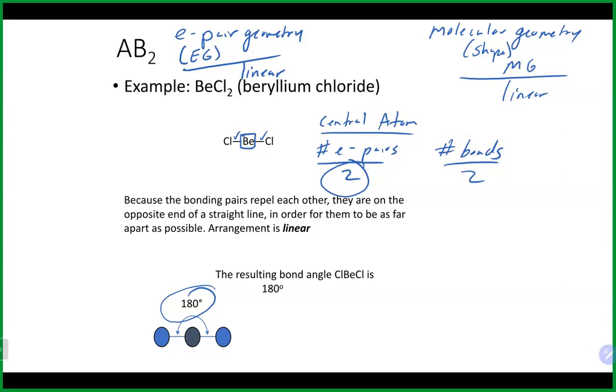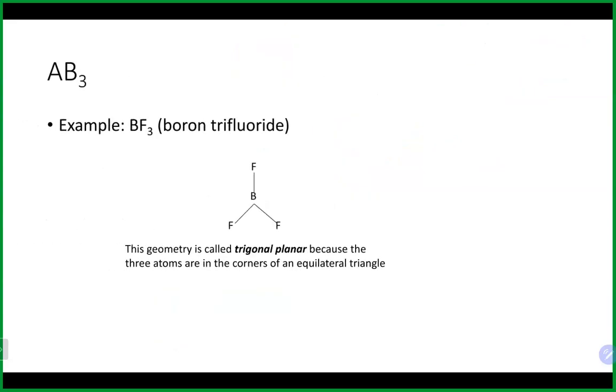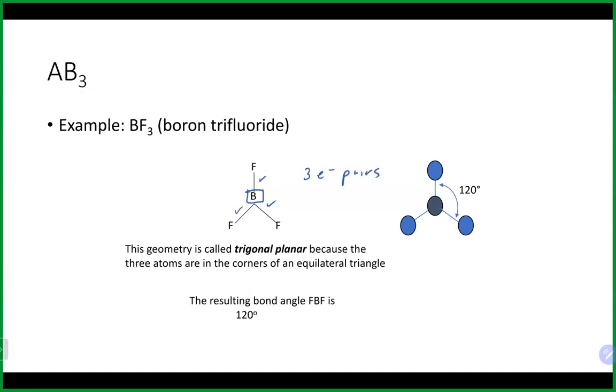So in this case, both the electron pair geometry and the molecular geometry are both linear. And that's when you have 2 electron pairs around the central atom and 2 bonds. Any questions on that there? The next example that we want to look at is one where we have 3 electron pairs and 3 bonds around the central atom. So if we look at BF3, our boron here has 1, 2, 3 electron pairs and 1, 2, 3 bonds.